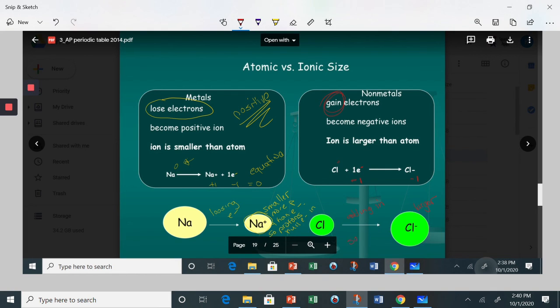So think about it. Same number of P, but more E. With the more E, it's like can't hold on to them. So your radius increases. Ion is bigger. Okay, that's the explanation.